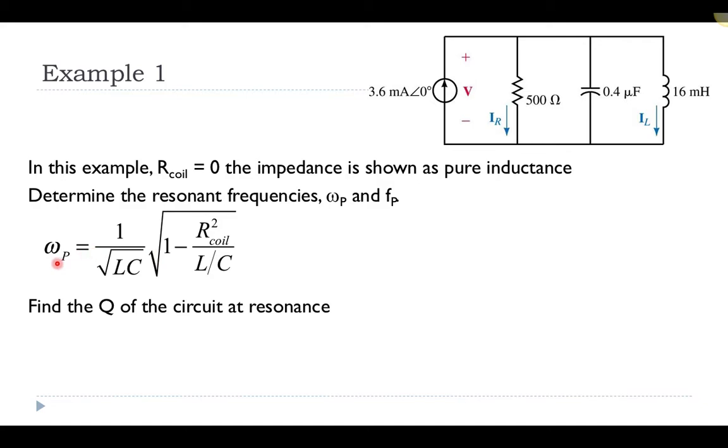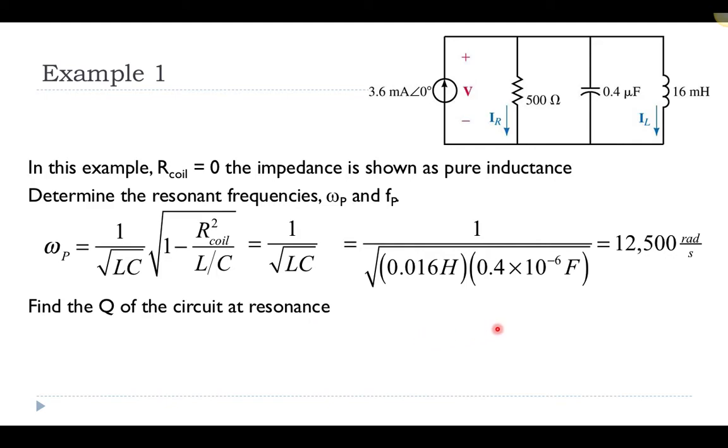So we're going to determine the resonance frequencies, and so the coil resistance. We know that for parallel resonance, the resonance frequency is 1 over the square root of the inductance times the capacitance, and then we also have this other component that depends on the coil resistance. In our particular case, the coil resistance is 0 for this example. Again, this is like the perfect inductor situation, and so we can determine what the resonance frequency would be. And we can plug in what the inductance is, which is 0.016 Henry, and the capacitance 0.4 times 10 to the minus 6 farads, and I get 12,500 rads per second.